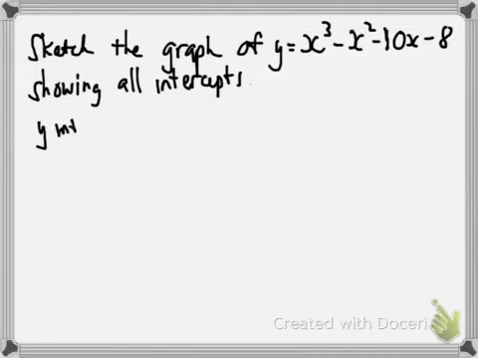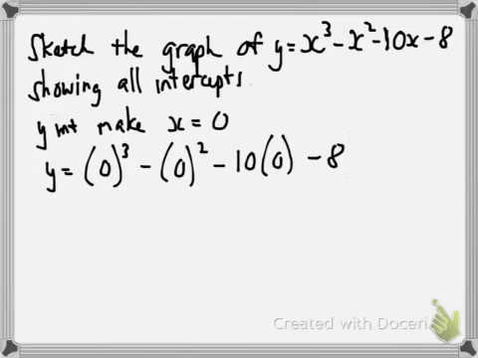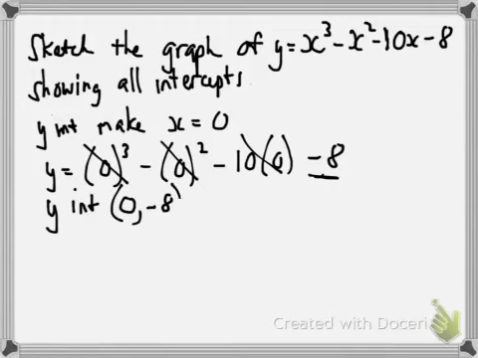The y-intercept, we make x equals 0. So let's do that. y equals 0 cubed minus 0 squared minus 10 times 0 minus 8. And obviously that's going to mean that the y-intercept, because 0 is everywhere there except the last term, which is negative 8, will be 0, negative 8. Now, of course, we all know the shortcut there is that when you get the y-intercept, it's just going to be the number out by itself, which is negative 8, because all those others, when you substitute x equals 0, are going to disappear.